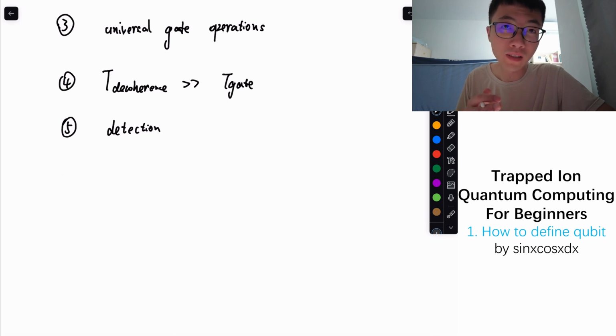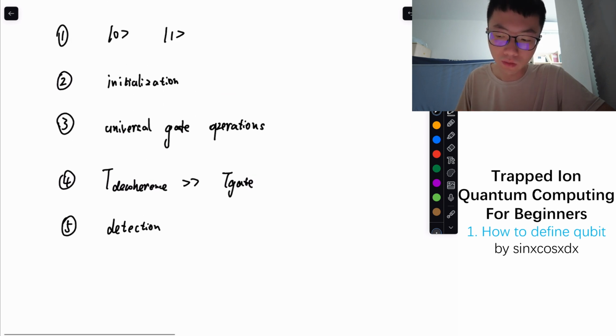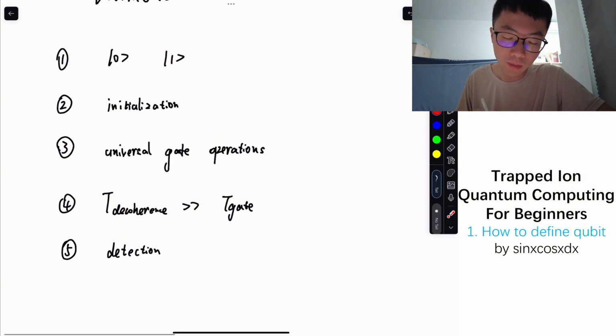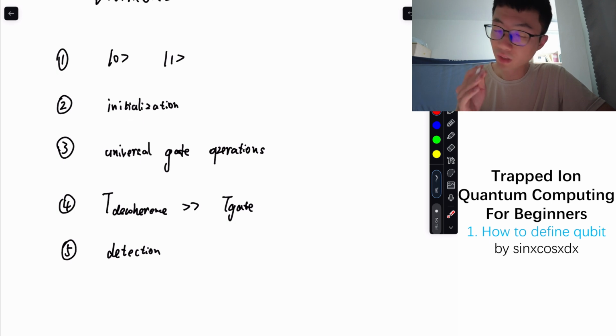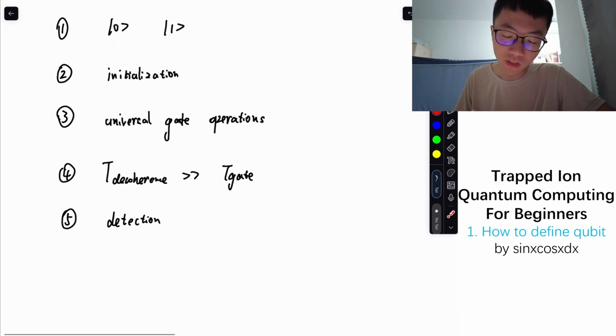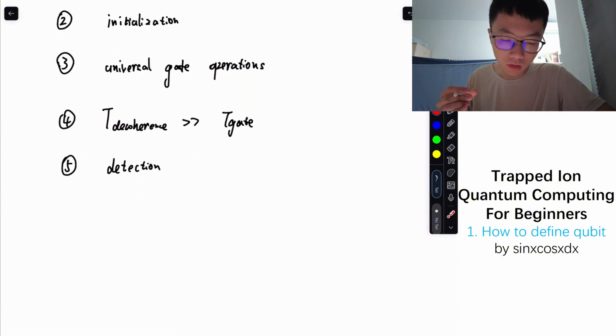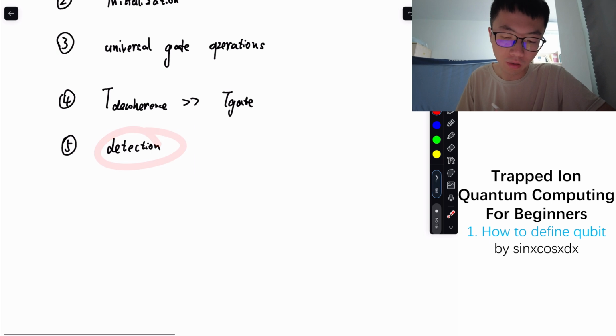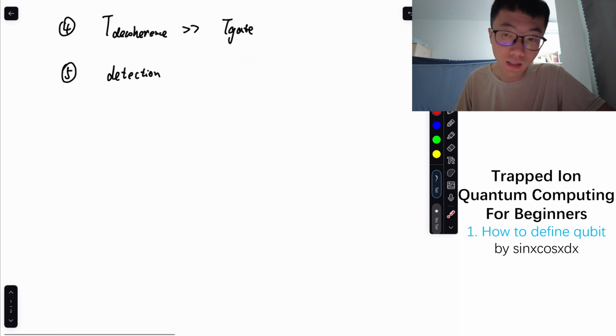And a trapped ion system can satisfy the 5 criteria above. I will explain each process later. In this video, I mainly explain how to choose 0 and 1. And in the following videos, I will explain how to initialize the ion to 0 or 1, how to do single qubit gates, and how to use different schemes to do 2 qubit gates. I will also explain how to do the detection process. We use the laser state-dependent fluorescence to detect the ions.